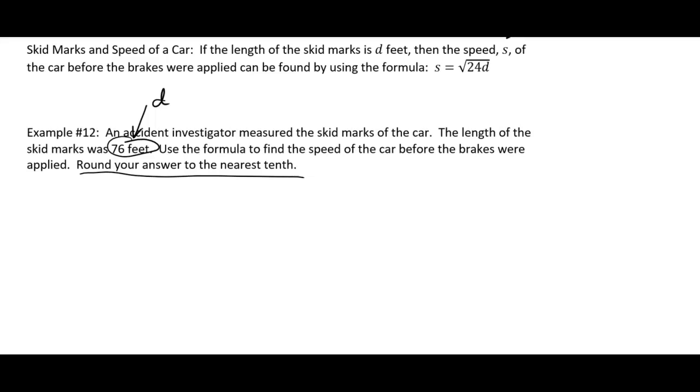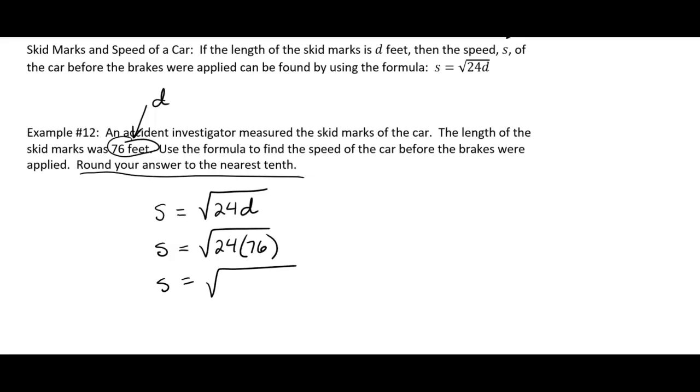Okay, so we need the formula. s equals the square root of 24d. We're trying to find the speed of the car, but we know the length of the skid mark, 76. Okay, now you could just multiply that out. What's 24 times 76? We're going to need a calculator sometimes. So I get 1,824. And then I'm just going to take the square root of that number on my calculator.